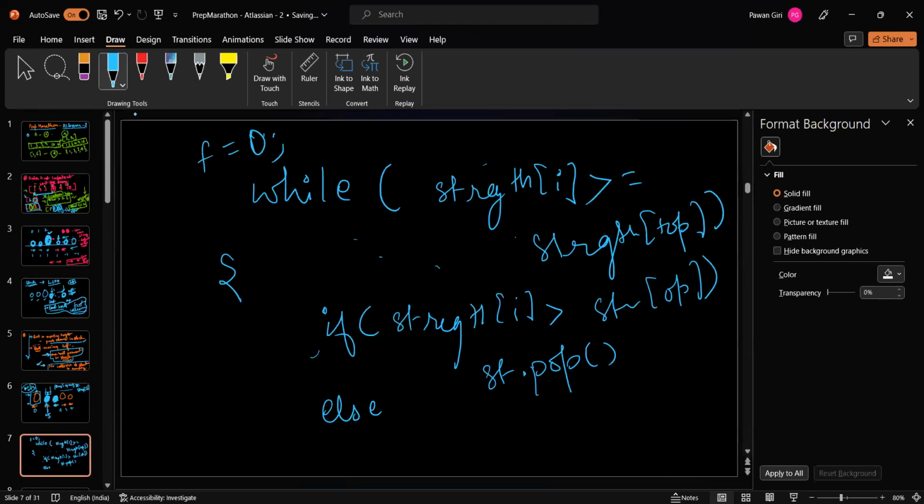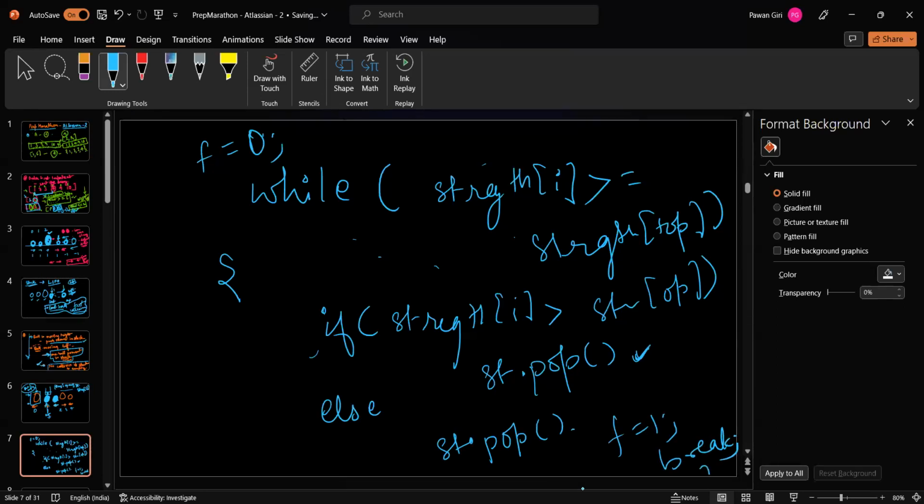If this is not happening, then I have to make both balls explode, because that is the second condition: either the strength of the ith ball is greater or it is equal. So this is the case of strength. When the strength is greater, I make the top ball explode by removing it. Else, the top ball will explode and I'll come out of the loop also. f equal to 1, I'll mark this here and come out of the loop. Why I have marked, we'll see. I have to come out of the loop because no more collision is possible, because the ith ball is destroyed.